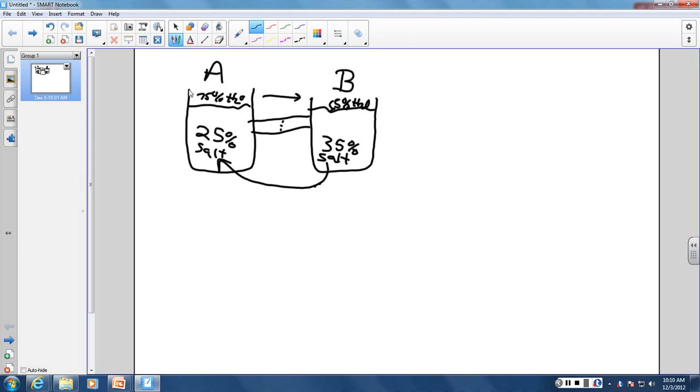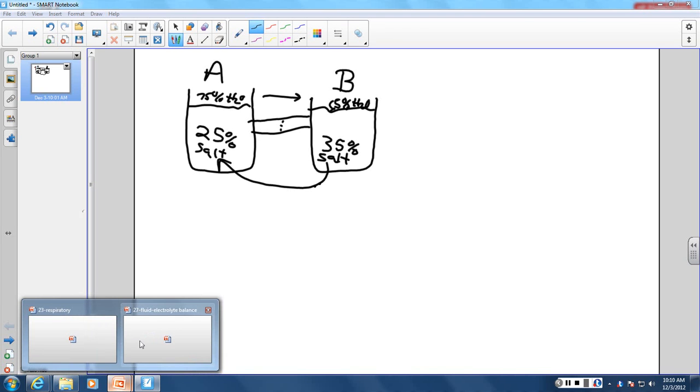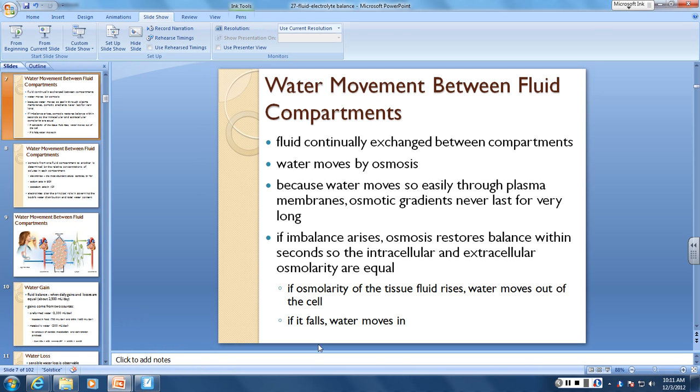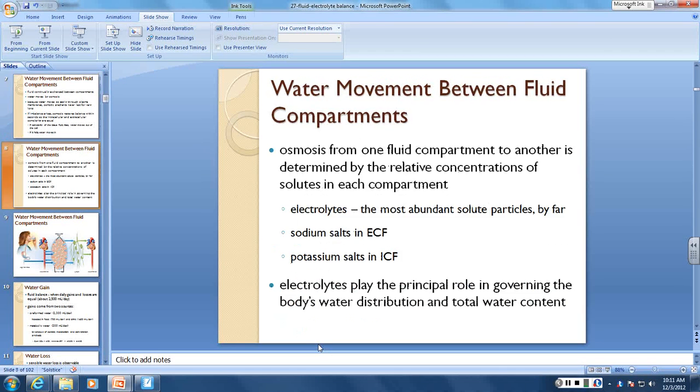Not a big deal. But in thinking about osmolarity, let's go back to the slide where it says that last bullet point: if imbalances arise, osmosis restores balance within seconds. If osmolarity of tissue fluid rises, water moves out of the cell. If osmolarity of the tissue rises, what you should be thinking here is everything's balanced, right, between tissue fluid and cells. Let's look at the next slide first.